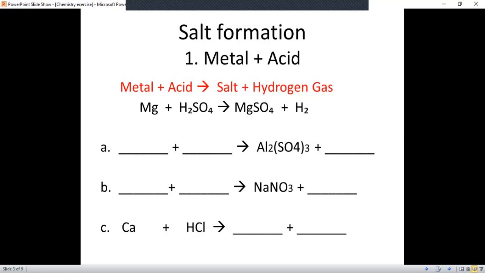What about B? So sodium nitrate, okay, is the salt. You should write the metal and the acid that react together to form sodium nitrate, and the other one, C. So calcium plus hydrochloric acid. Think about the products.